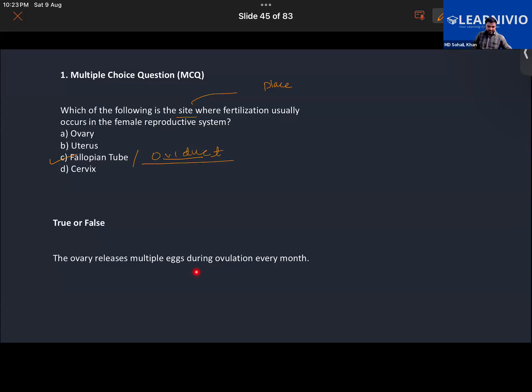The ovary releases multiple eggs during ovulation every month. Is it true or false? Come on, it's a simple question. False. So false, it releases exactly one egg. Exactly. Right. Yeah, Priyanka, that's good. Okay. What is ovulation?